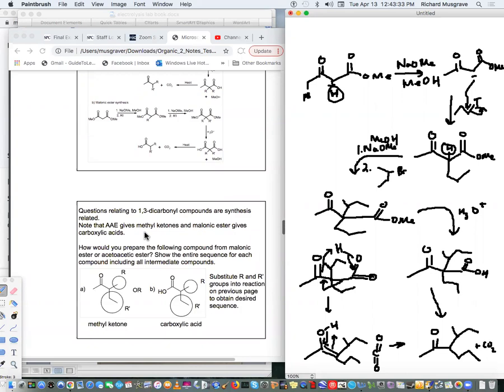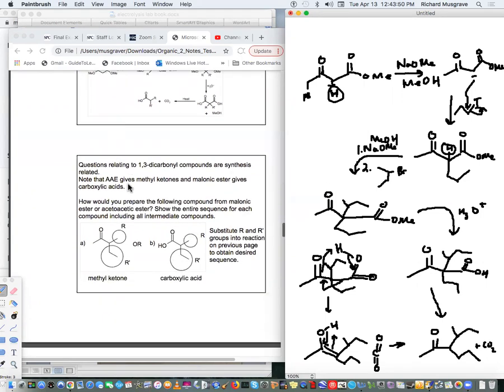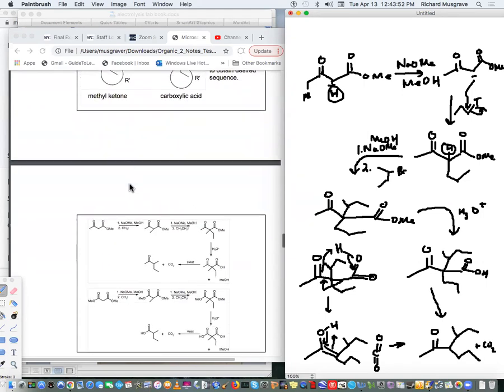Now, methyl ketones will always be made from this compound, acetoacetic ester, which has the methyl group on the left. And carboxylic acids will always be formed from malonic ester, which has an ester grouping on the left here instead of a methyl grouping. But the method, again, is going to be pretty much the same.